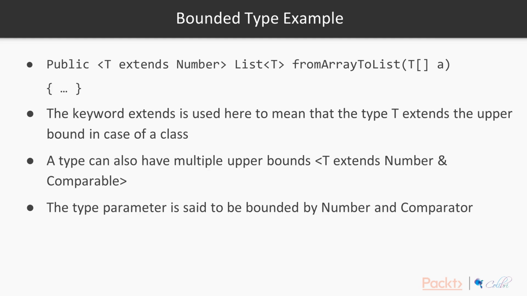So the keyword extends is used here to mean the type T has to extend the upper bound in case of a class. And a type can also have multiple upper bounds. So for example, T must extend number as well as comparable. And the type parameter here is said to be bounded by number and comparable. So that's just a little bit more advanced functionality if you want to use that. It's quite uncommon to see it in practice.